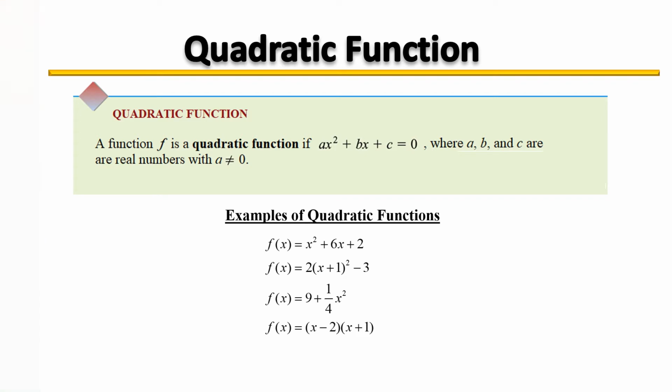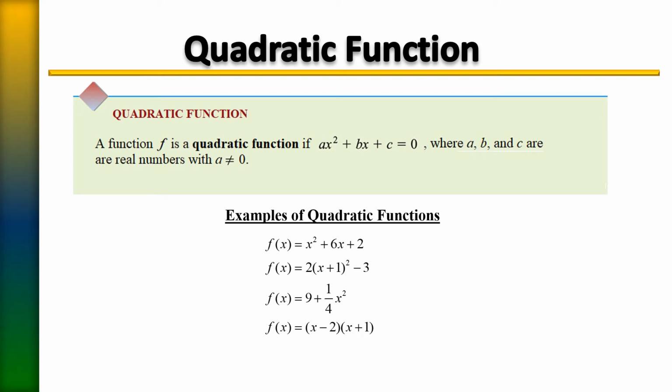A function is a quadratic function if, in standard form, ax squared plus bx plus c equals 0, where a, b, and c are real numbers, with a not equal to 0. Regardless of what form the equation is in, whether it's standard form, vertex form, or factored form, as long as the highest degree of all the terms is 2, a squared term, then you have a quadratic function.